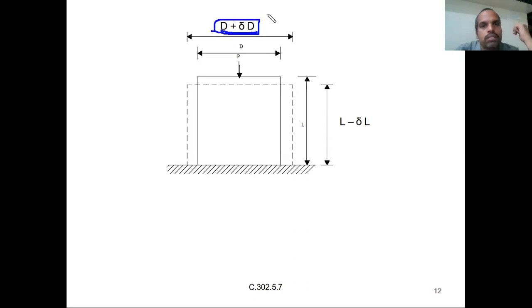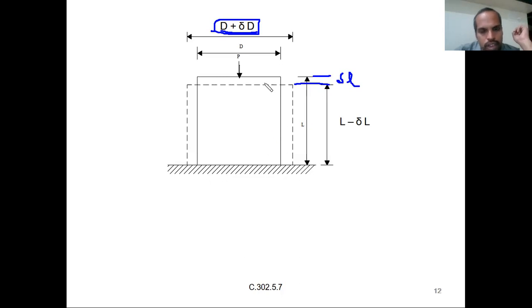Previously we discussed a tension member. Now it is a member subjected to compressive load P, right? So this is a fixed member. If we apply a load, what happens is there will be a decrease in this dimension. How much is it decreased? It is delta L, right?